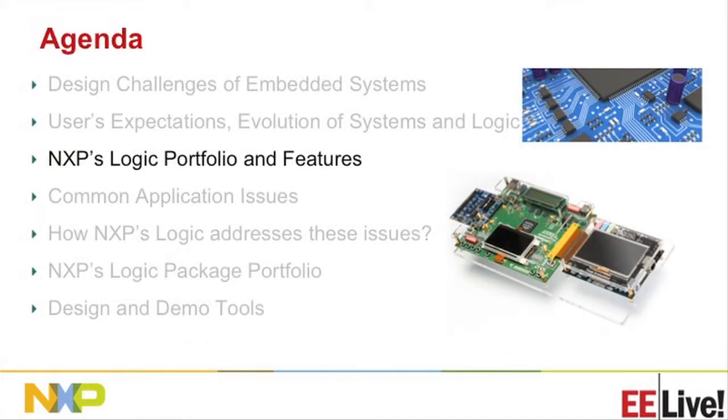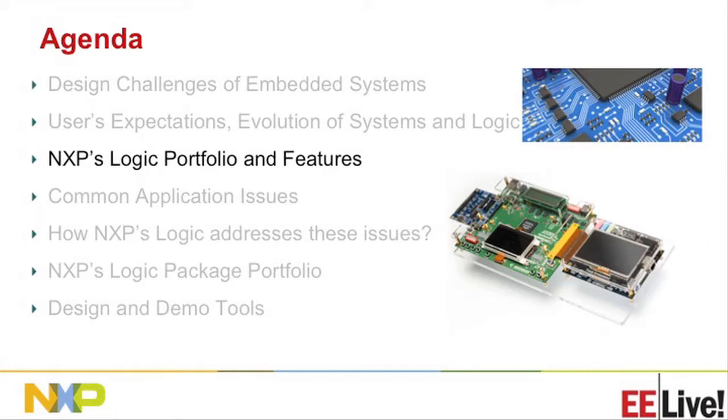If we look at NXP's portfolio and features, we have logic families for pretty much all the popular nodes in the system. So we go up to 15 volts. We have solutions for 5 volts, and we operate down to 0.8 volts. So these are all different logic families, and we'll look at what makes them so different, why we need so many different families, and what some of the features are.